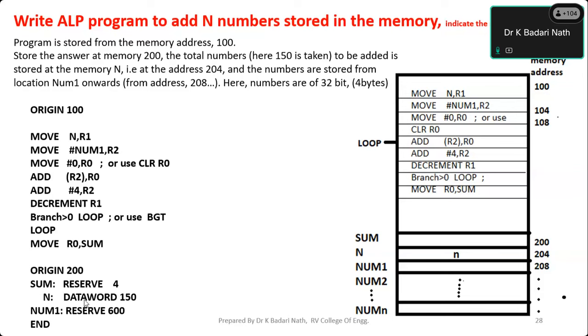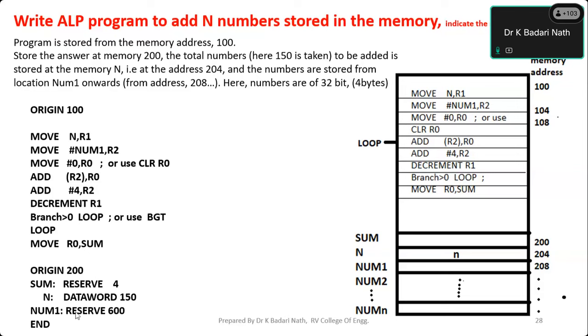Next, I have to declare a variable by the name n. It's called integer n. Whenever we declare a variable, we use a word called data word. Data word is nothing but integer. It allocates 4 bytes or one word, and also it initializes the variable to 150. So integer n equals 150. That is the meaning of this statement.